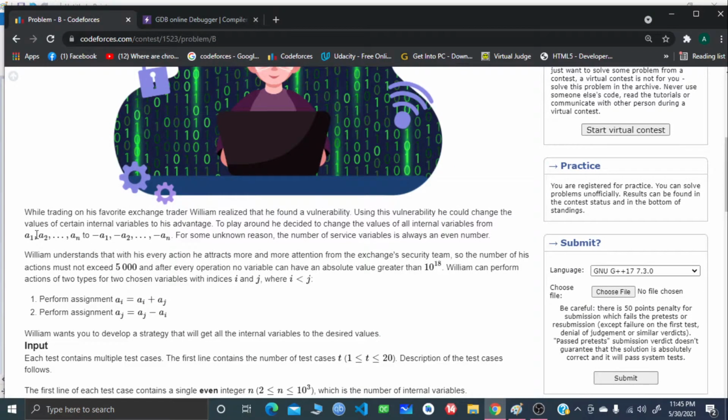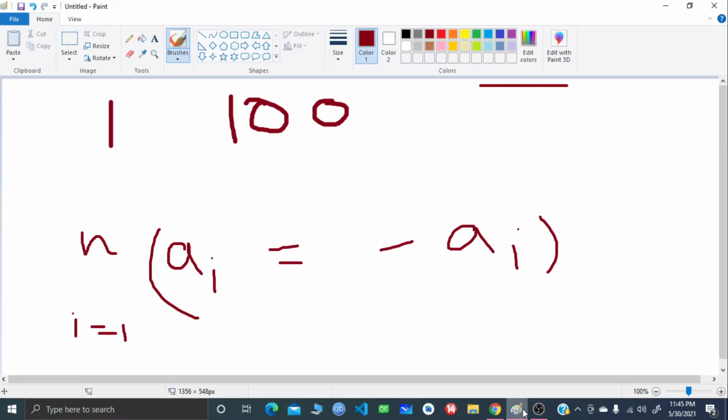What you basically have to do is turn each and every element of that array equal to -1 times that element itself. Let's say the element of that array is a_i, then for each and every element you have to make it minus a_i, okay? Just that value times -1.